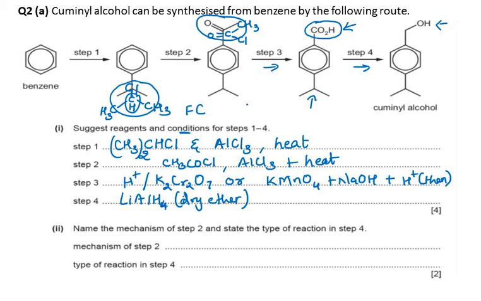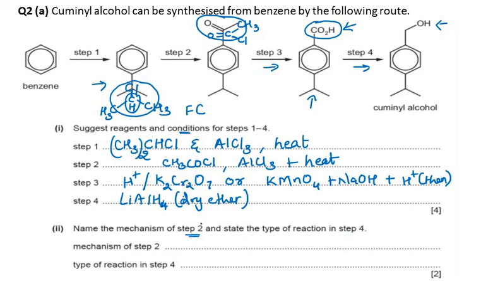So what I suggest here is that in such series of reactions, just keep on watching what change is happening in the next step, and if such chains or groups are added, try to draw a simplified structure of these groups and then decide the reagent. This will really help you out and make your question very easy. Let's go ahead with the next sub question. It says, name the mechanism of step 2 and state the type of reaction in step 4. So, the mechanism in step 2.